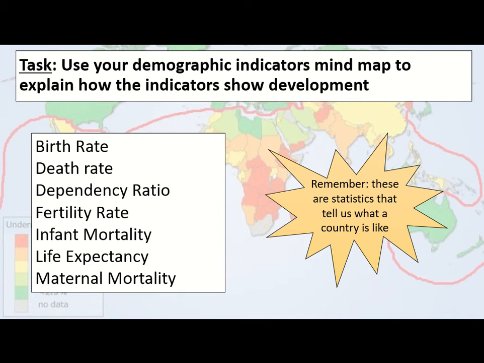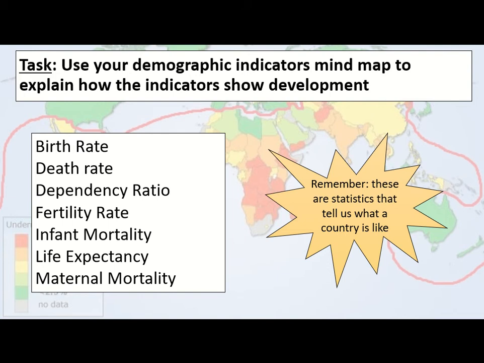So, for example, birth rate, which I know is the number of births per 1,000 of a population. That shows development because a high birth rate suggests a place is less developed, because it suggests there's less access to contraception. Okay, so healthcare is not as developed. It suggests that parents have to have more children because maybe some of them die due to high infant mortality, again suggesting there's lower healthcare standards, which suggests it's less developed.